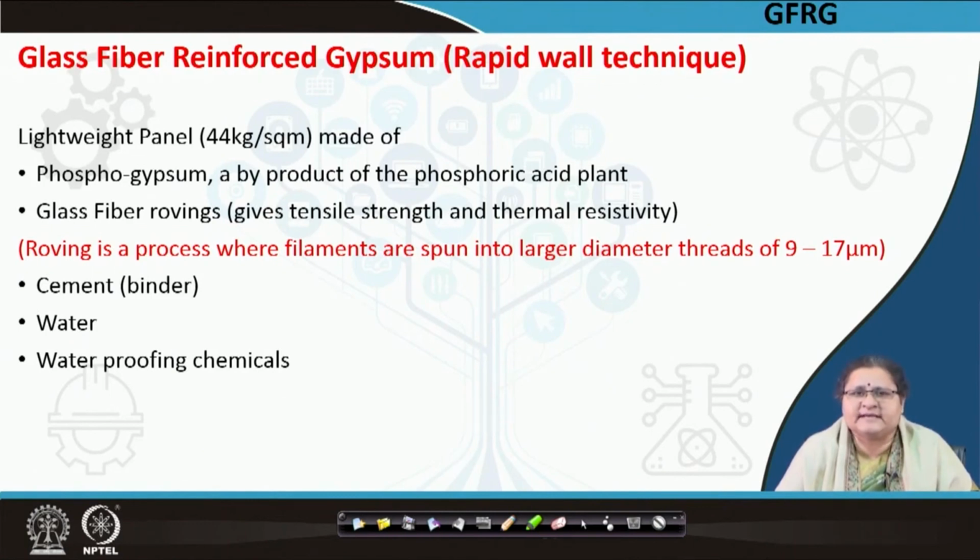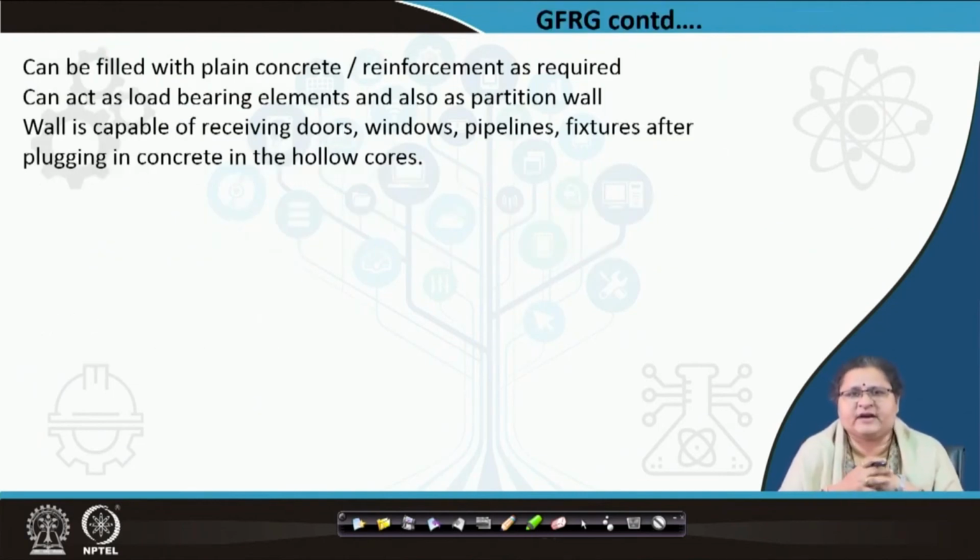Panel weights are, you can see, 44 kg per square meter, made obviously from gypsum as the major thing and the glass fiber rovings. You have some binder such as cement that will attach it. You need some water and some waterproofing chemicals. So, with this GFRG, what can be done? You can get continuous sheets of 12 meters length, 3 meters in height and 125 millimeter in thickness.